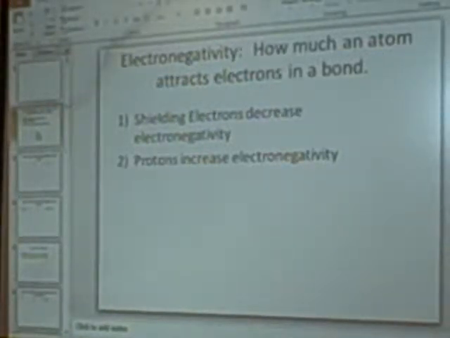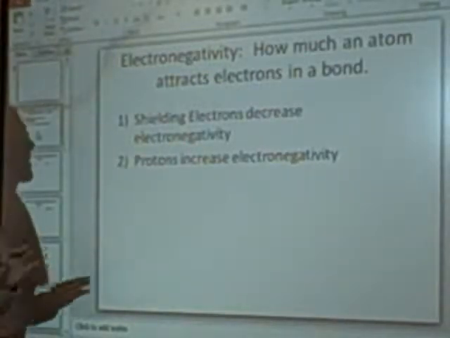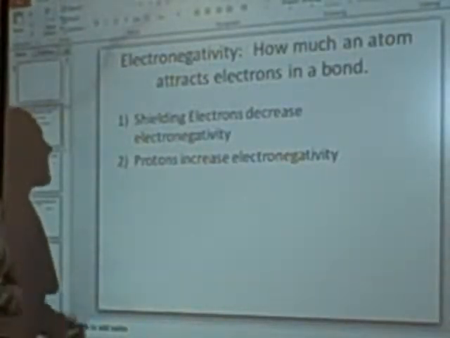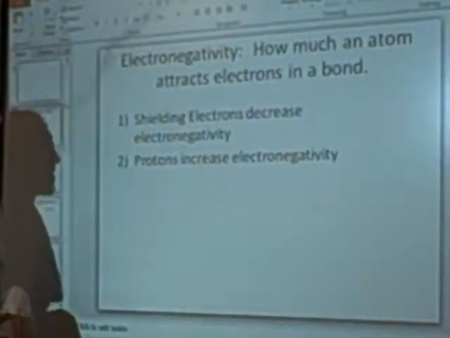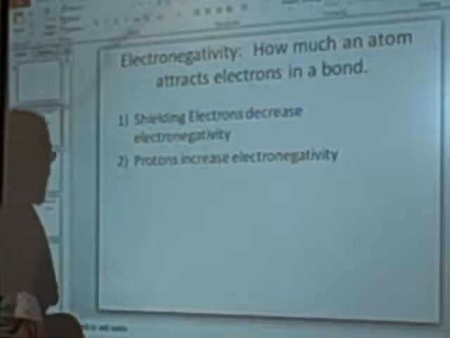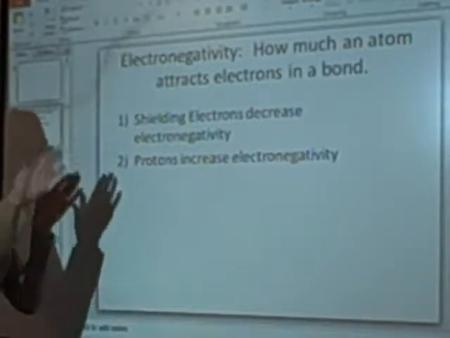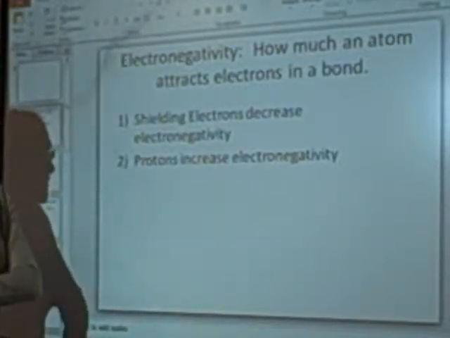So electronegativity is how much an atom attracts electrons in a bond. There's two things to look at. Well, before I tell you anything else, electronegativity, you're attracting electrons. The part that attracts electrons is protons. Protons are positive, opposite charges attract. So the positive protons attract the negative electrons.